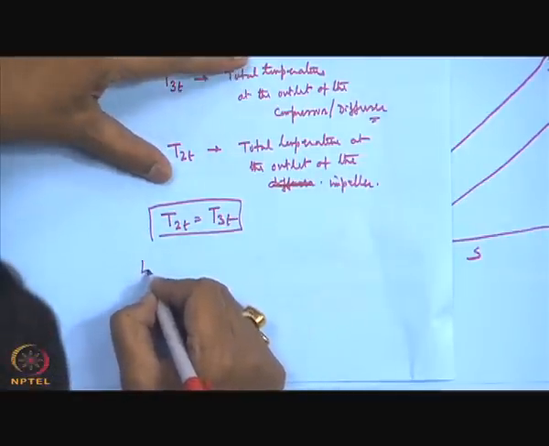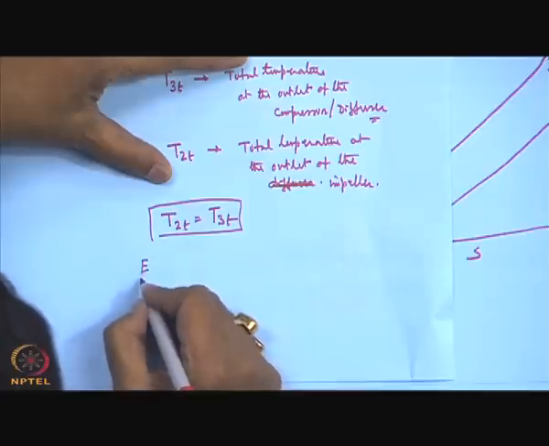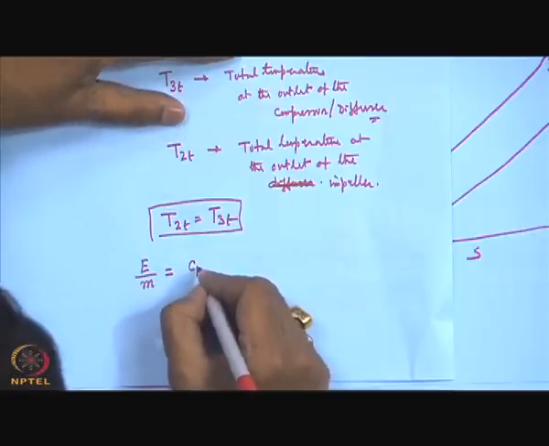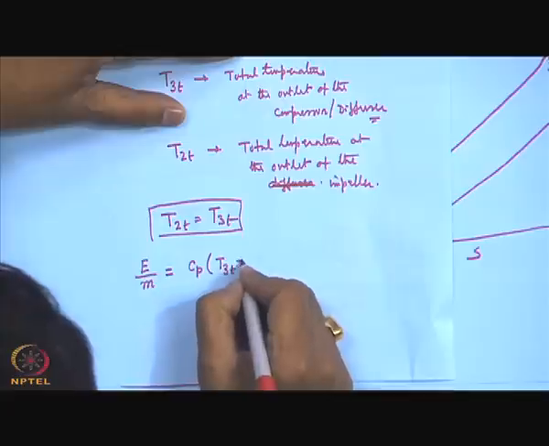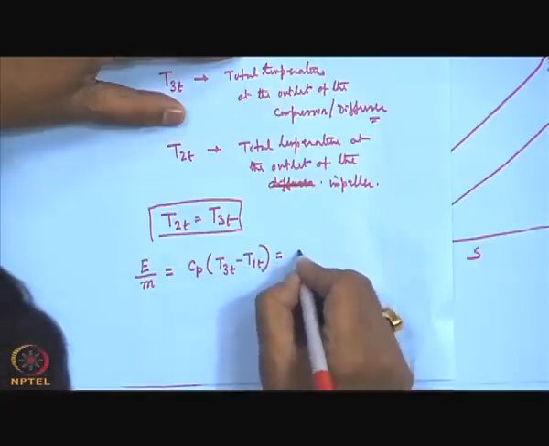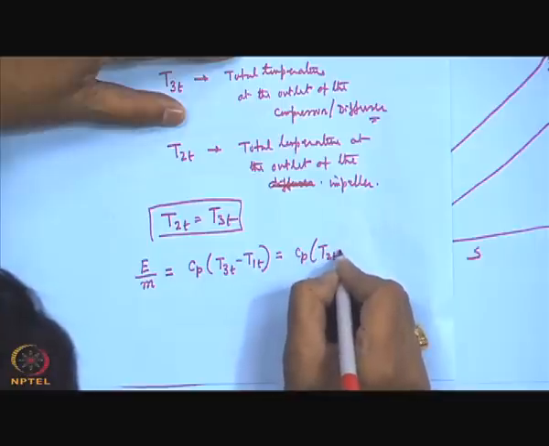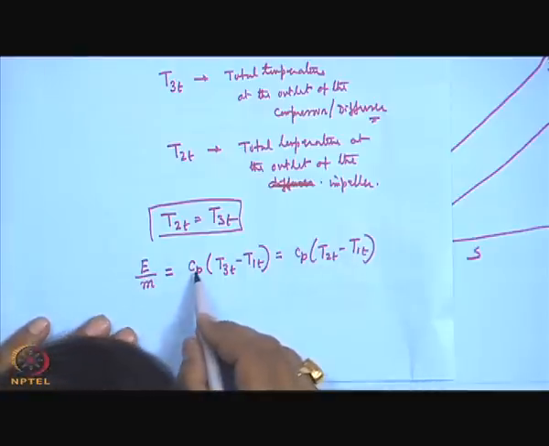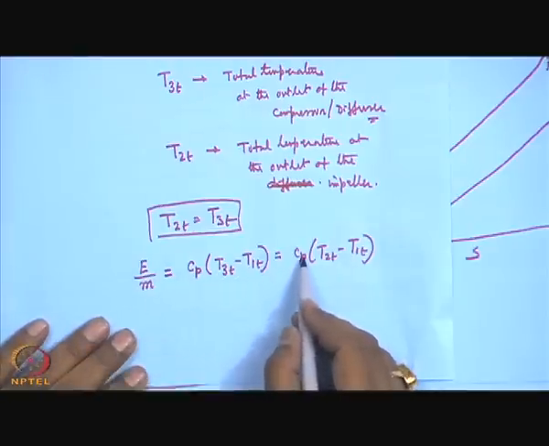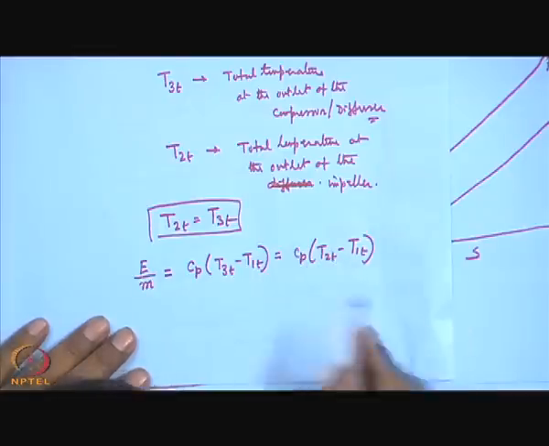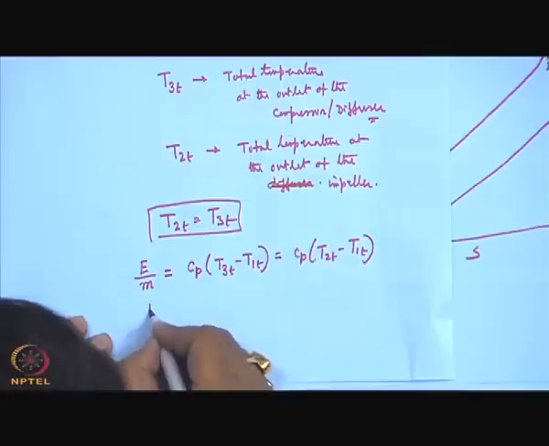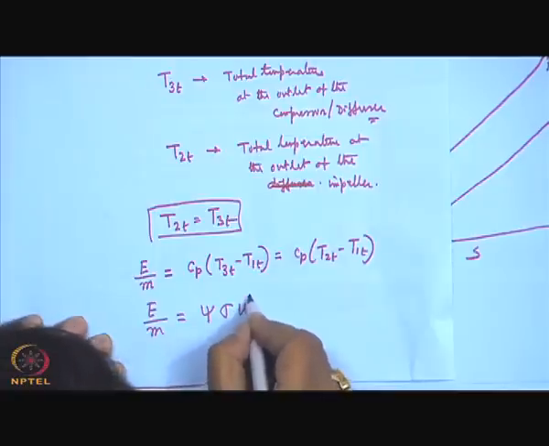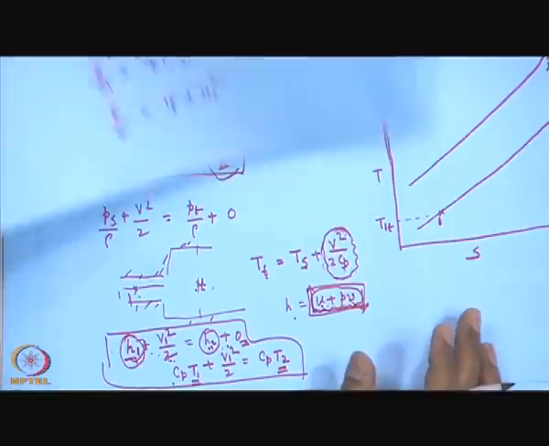So, we can write that the work done per unit mass, or energy added per unit mass, is equal to Cp, the specific heat, into T3T minus T1T, or equal to Cp into T2T minus T1T. Clear? We can write this very well: Cp T3T minus T1T is equal to Cp T2T minus T1T. Now, this becomes equal to what? Again, E by M is equal to psi sigma U2 square. So, what can we write now?